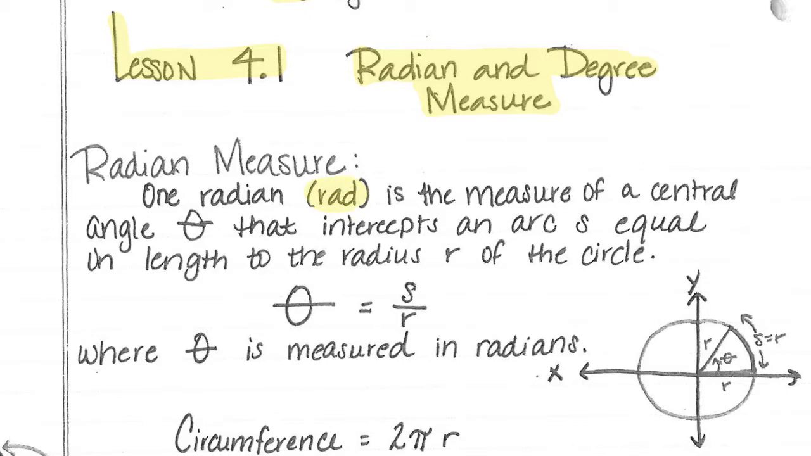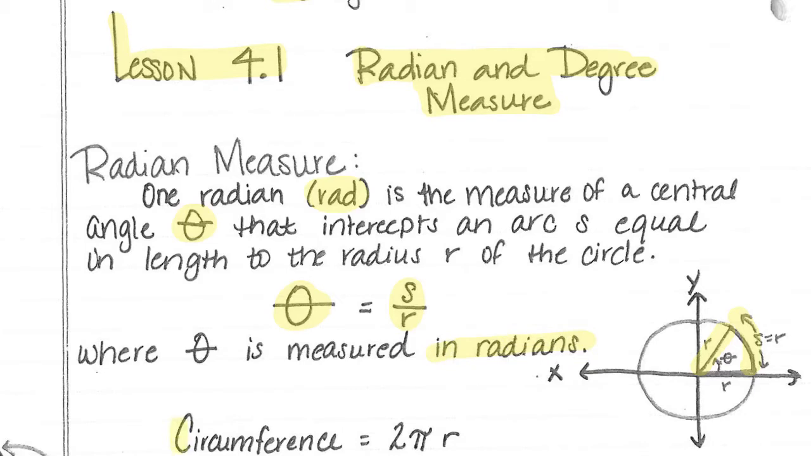In Chapter 4, and moving forward, you will need to know when you need to be in degrees and when you need to be in radians, and we're going to talk about that a lot. 1 radian is the measure of a central angle theta that intercepts an arc S equal in length to the radius r of the circle, where theta is equal to S over r, where theta is measured in radians.